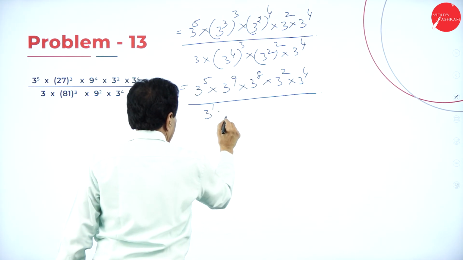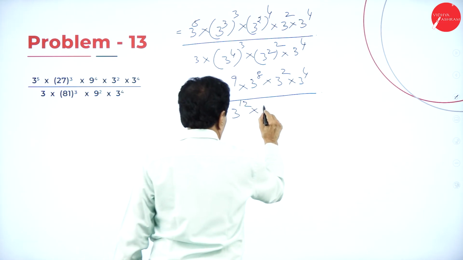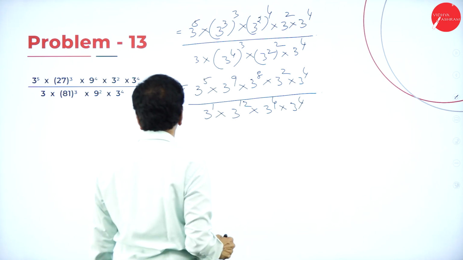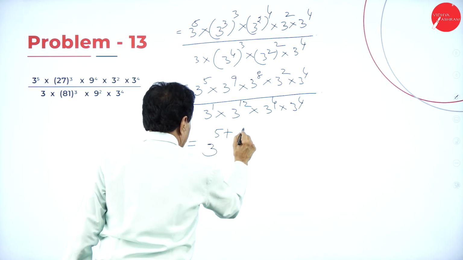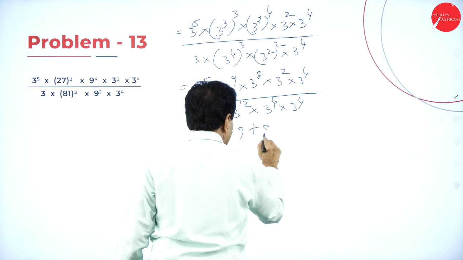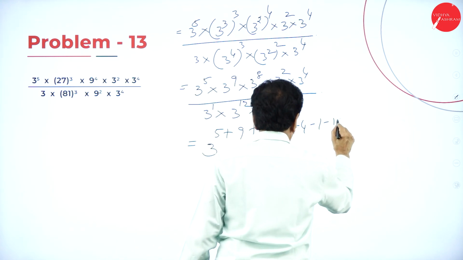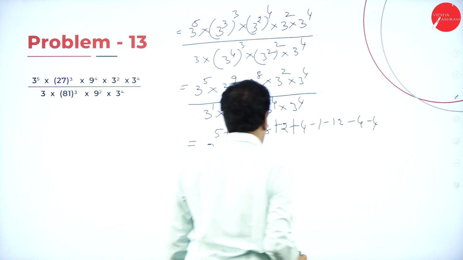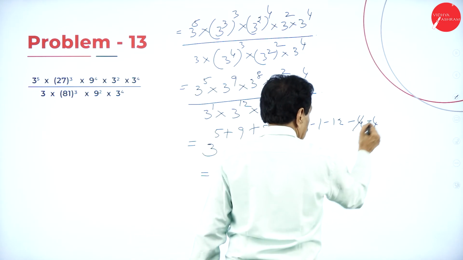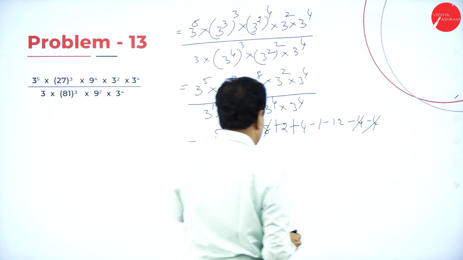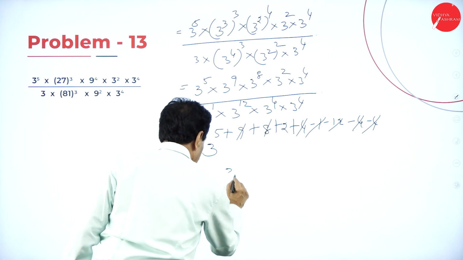This is 3 to the power of 1, 3 to the power of 12, 3 to the power of 4 into 3 to the power of 4. Convert all into 3. This is 3 to the power of 5 plus 9 plus 8 plus 2 plus 4 minus 1 minus 12 minus 4 minus 4. This is 5. So 8 cancelled out. This is 9 plus 4, 13, cancelled out. This is 3 to the power of 7.